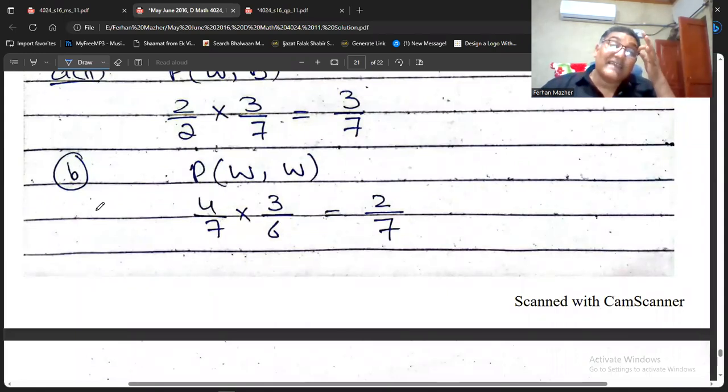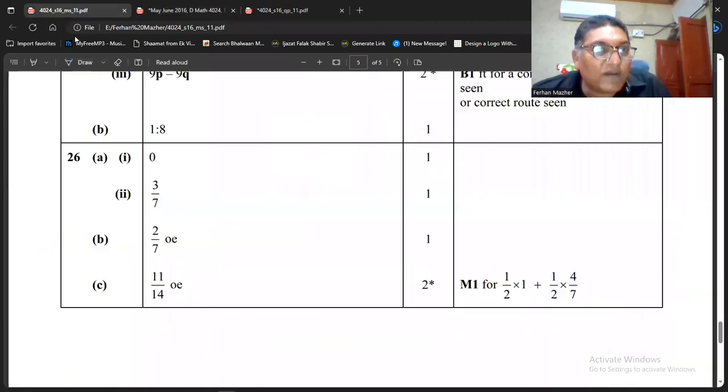So it will be 4 by 7 multiplied by 3 by 6, because there were 4 white balls, total 7 balls. So if 1 white ball is out, then there will be 3 white balls left, and the total will become 6. So 4 by 7 multiplied by 3 by 6, that will be 2 by 7. 2 by 7 is the answer, right? Which is right, sir.